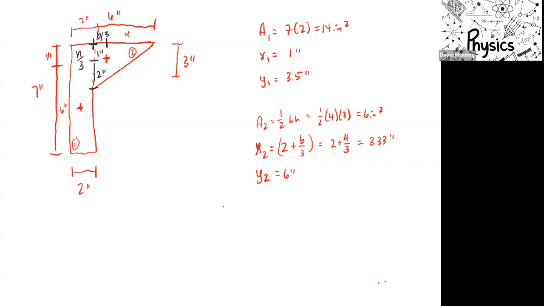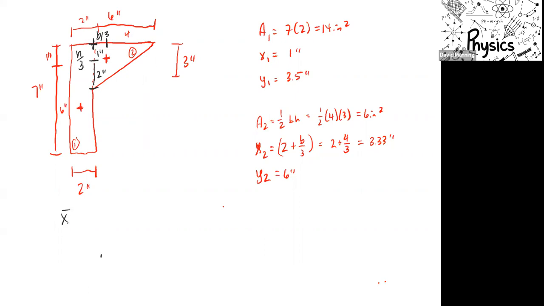And those come from your book, right? In the front cover of your book, you have the charts. You can see a triangle is h over 3 and b over 3. It's always towards the fat side of the triangle. And then you just do some manipulating. So now we can find x bar and y bar.